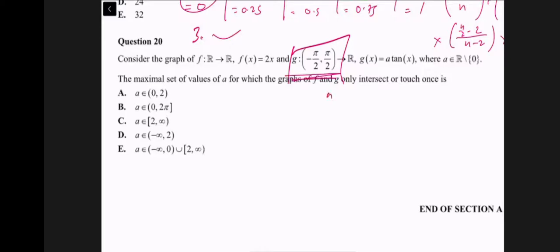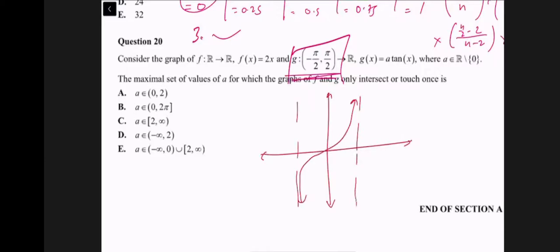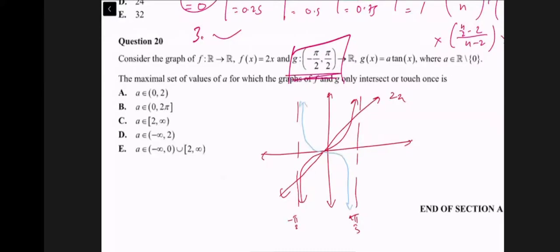So here we have tan x. The normal graph is like this. We have pi on 2, minus pi on 2, and we have 2x. What we want to do is change tan x so that it's negative. If tan x is negative, it looks like this, and you still only have one intersection at the origin. So again, that's why you can get rid of all the options that don't include a negative.